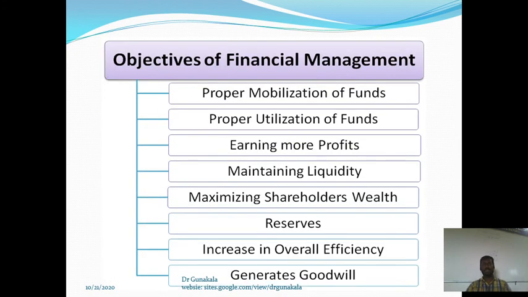Here are some of the objectives of financial management. The first one is the mobilization of funds, that is, how the company pools the funds. For pooling the funds, the company has three kinds of resources: one is equity, another is debt, and the third is preference shares. After pooling the funds, the financial management department has another objective, the utilization of funds, that is, how best the company utilizes the funds in its organization.